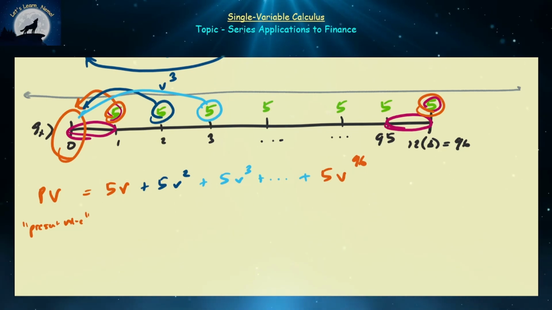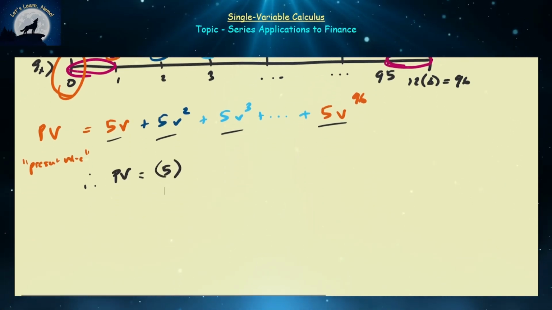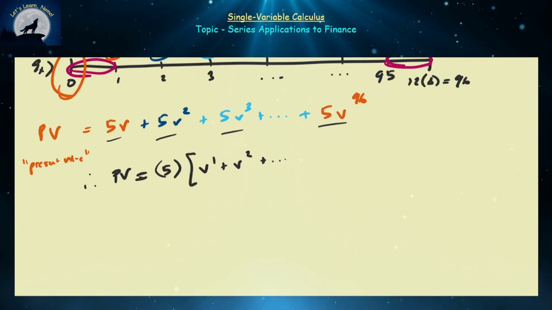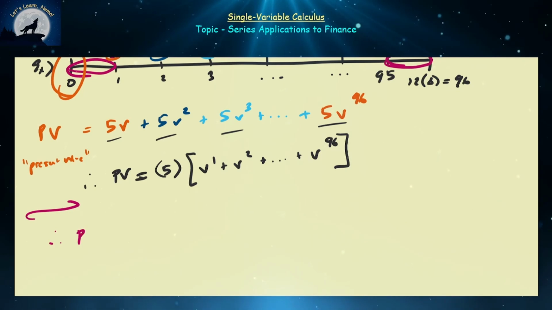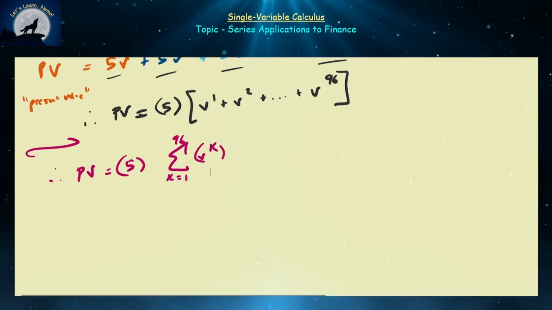And we clearly see that this simplifies because every single term has a 5 in it. So PV is equal to the size of that level cash flow, or that level transaction, because they're all equal to 5. And then we're going to have nu plus nu squared all the way down to nu to the power of 96. All right, so once we have this, now we can write this in series notation because we have several identities for that. So we have 5 times the sum from k is equal to 1 to 96 of nu to the power of k.